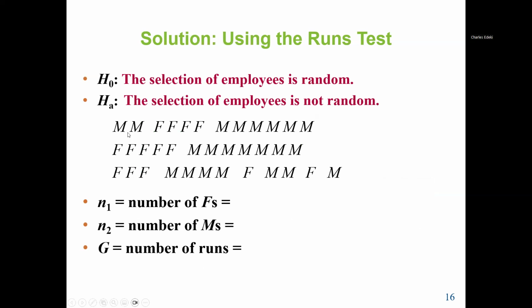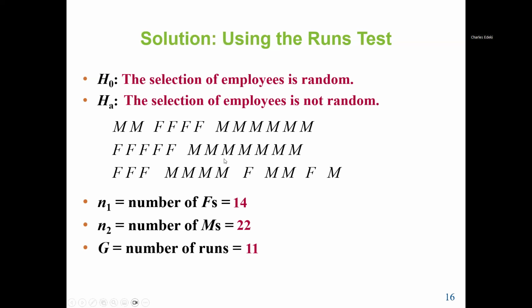Then based on the data set given to us, we were able to find all the runs: MM, FFF, MM, throughout. So we count 1, 2, 3, 4, 5, 6, 7, 8, 9, 10, 11. So the number of runs should be 11. But first of all, let's count how many Ms and Fs we have. So we have 1, 2, 3, 4, 5, 6. So the total run will be 11.